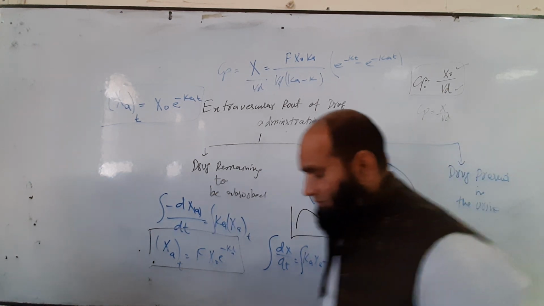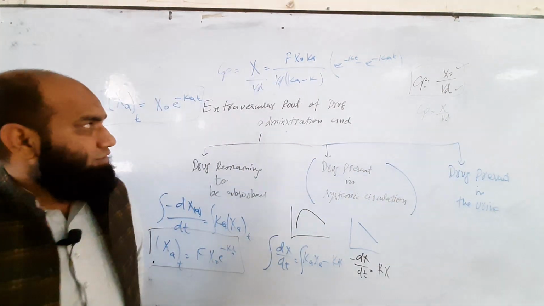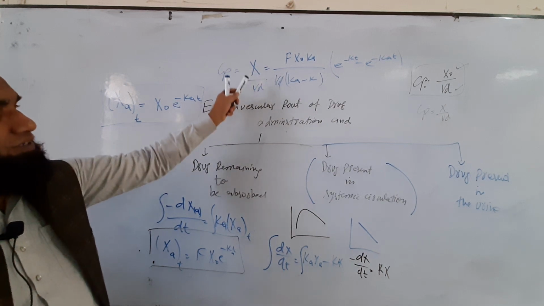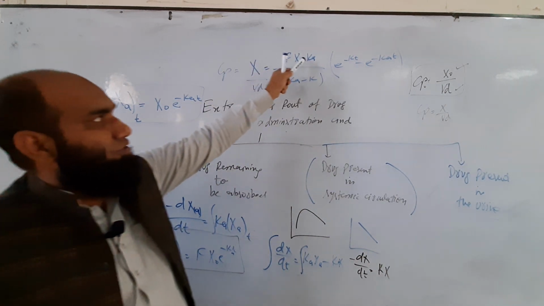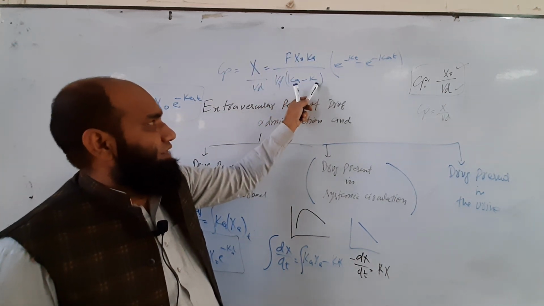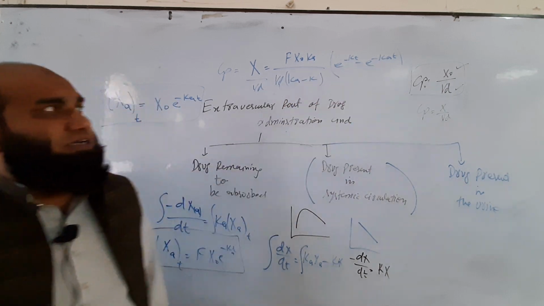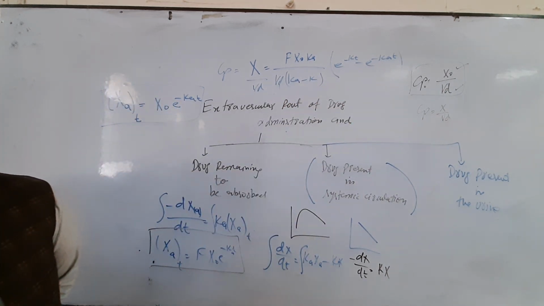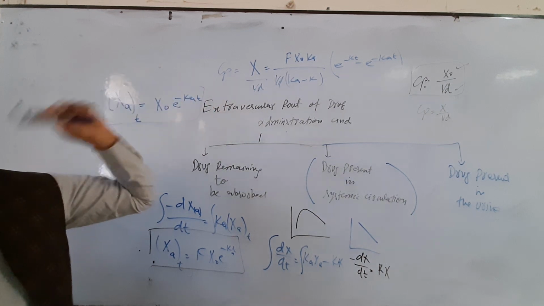Now when we convert this X into the Cp, we divide it by Vd: Cp is equal to F X naught Ka over Vd times (Ka minus K), times (e to the minus Kt minus e to the minus Kat), and this will give us the plasma concentration.